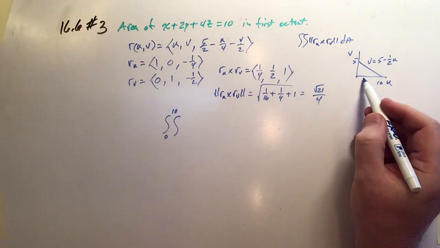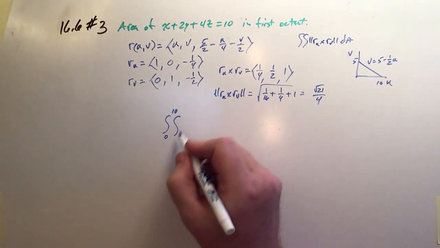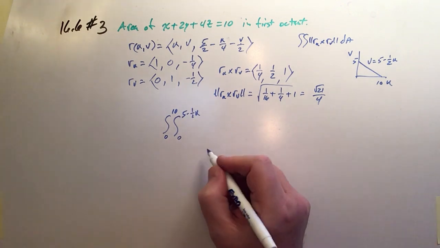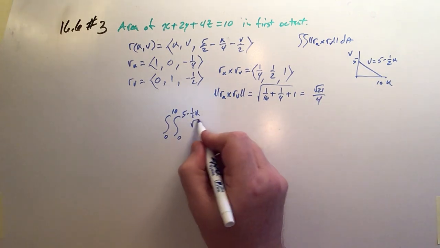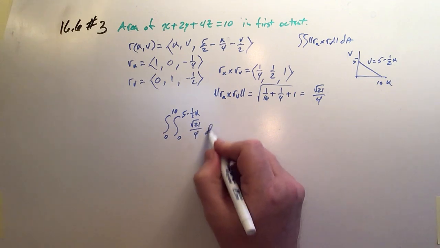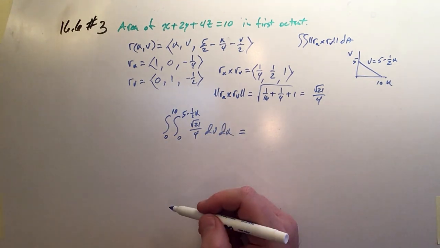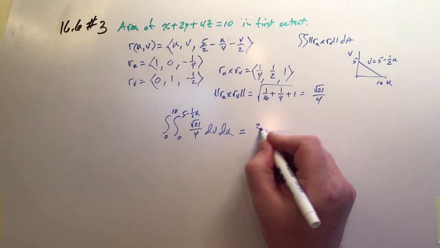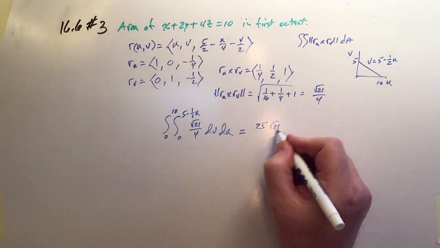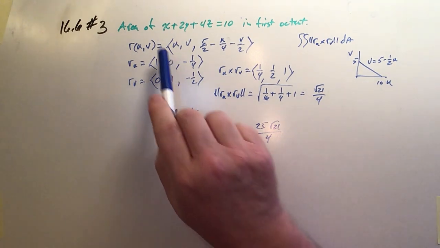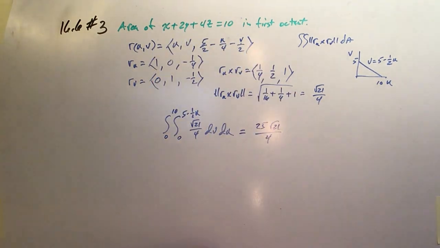And we'll integrate v from 0 to 5 minus 1/2 u. And then this is our integrand, radical 21/4 dv du. And when we finish this whole mess, this turns out to be 25 radical 21/4. So that is the surface area of that plane in the first octant.